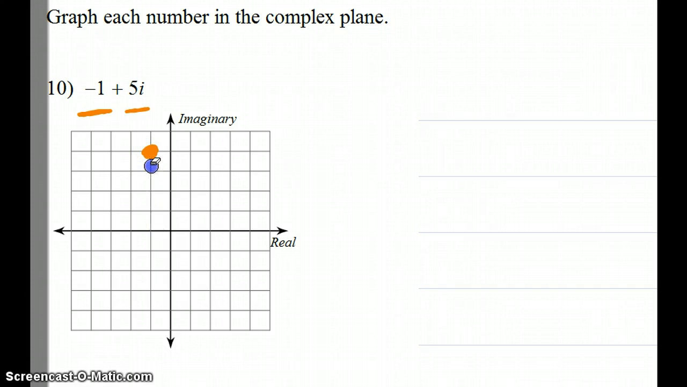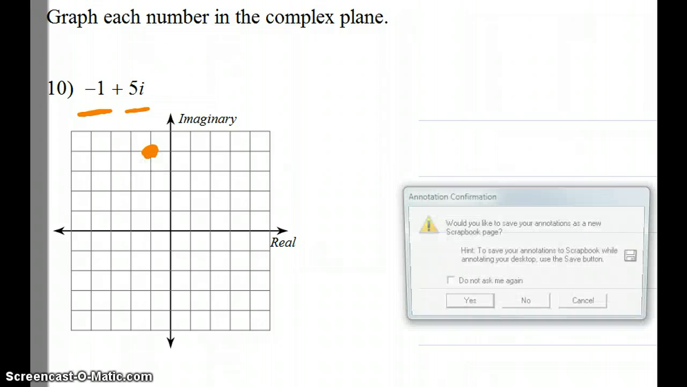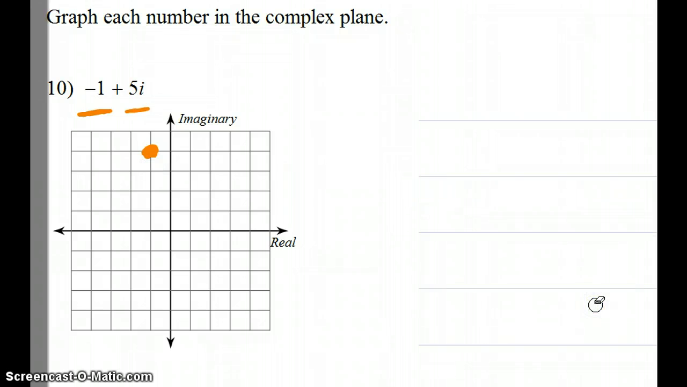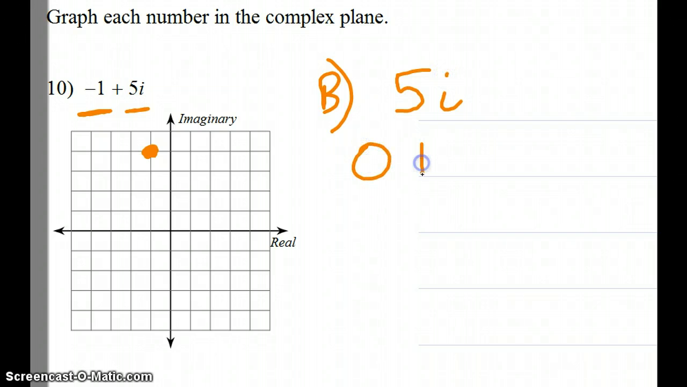Now, you might ask, well, what happens if we have a number that doesn't have one of those pieces? In other words, if, let's say I have a point B that has just an imaginary piece. So what you have to know is that if there's no real piece, it's not there. And so we'd go 0 in the real direction and up to 5. Point B would be right on the axis.